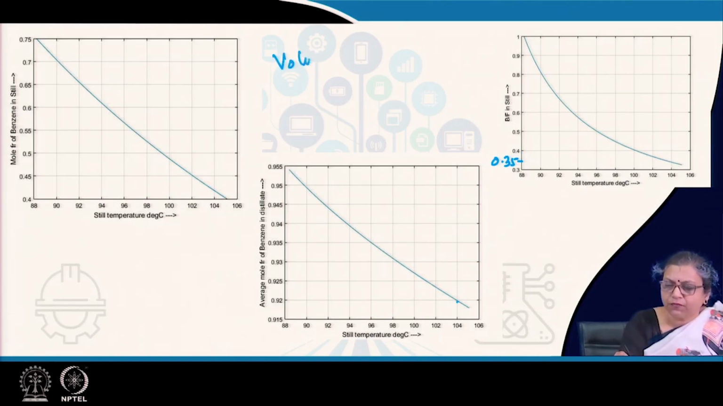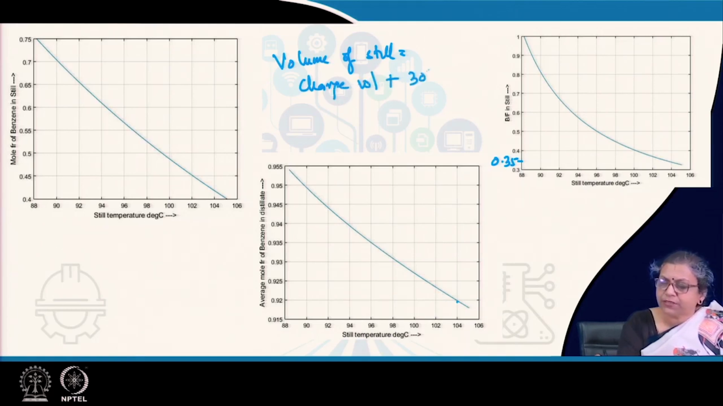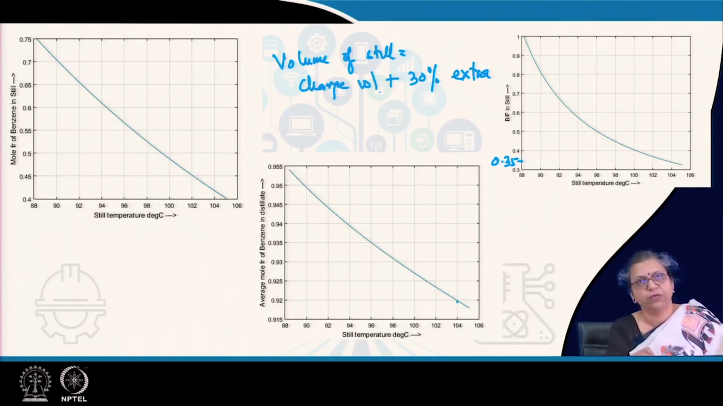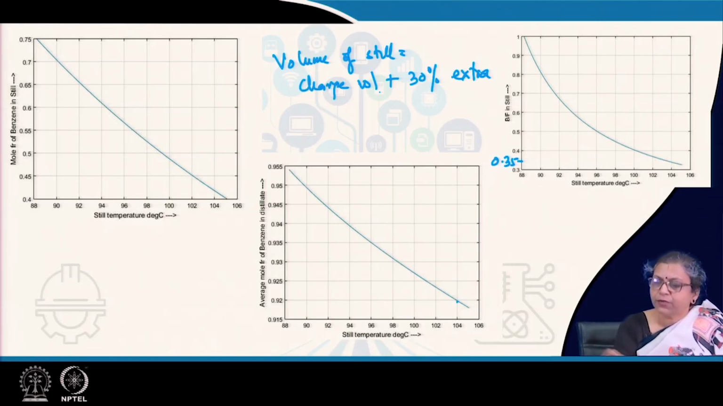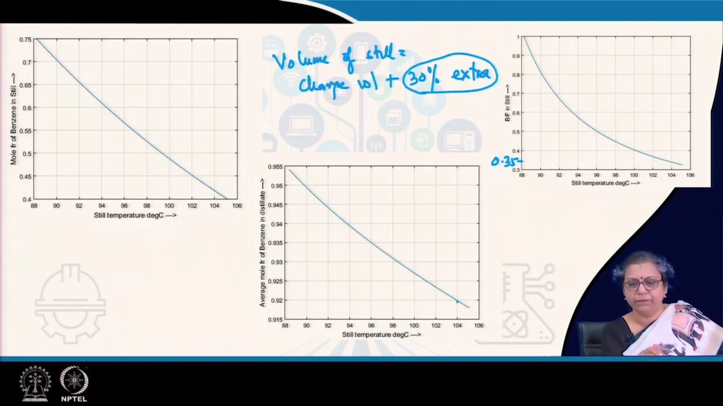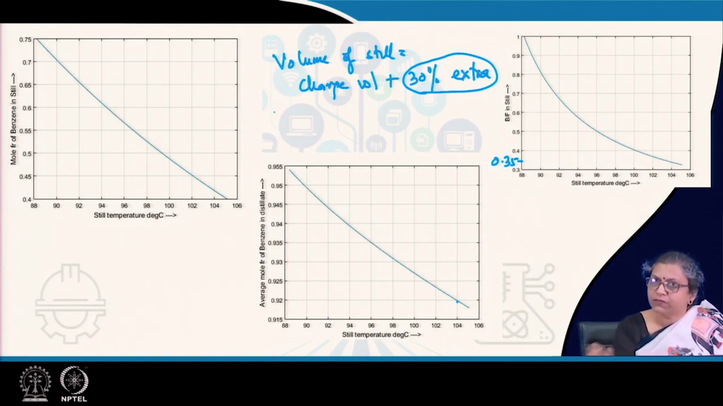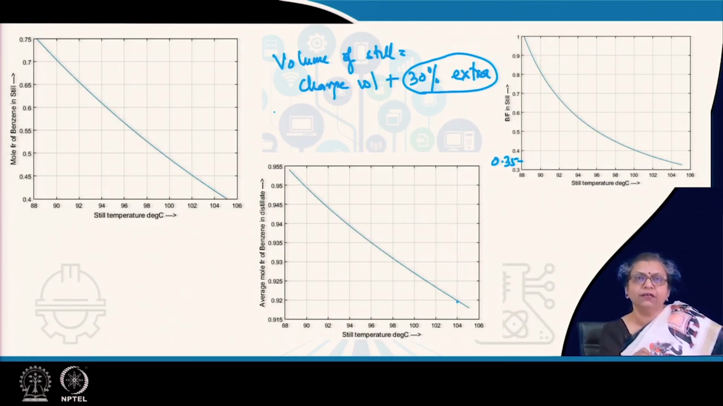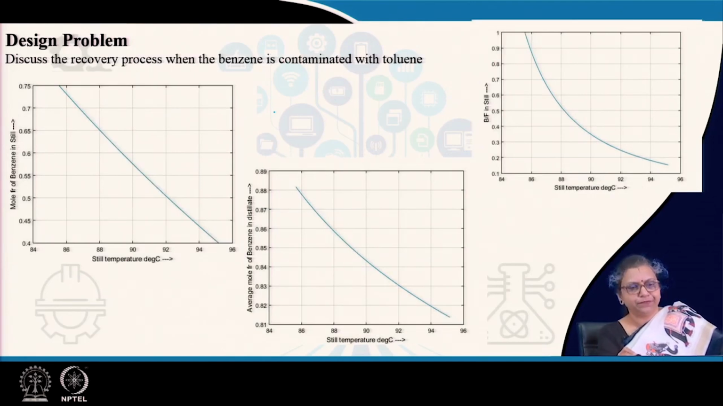Normally, what do we assume? We assume that the volume of the still will be equal to the charge volume plus about 30% extra to provide for the vapor space, and then very frequently we also have a demister pad. So these things have to be accounted for. If we have a foaming liquid, then this space has to be given extra, and at the end, the volume of the bottoms should be sufficient such that the heating elements can be submerged.